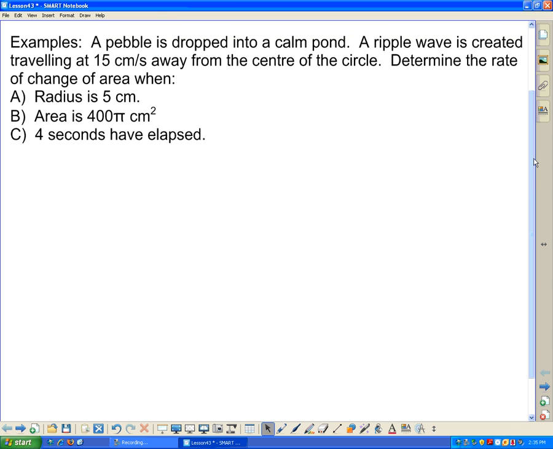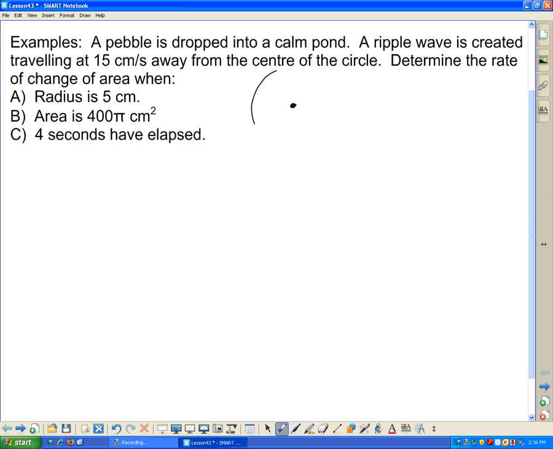If you have calm water and you drop a pebble into the calm pond, a ripple wave will be created, and it's traveling out at 15 centimeters per second away from the center of the circle. Determine the rate of change of area when. So before we get that far, let's talk about that 15 centimeters per second. What does it represent? All right, we have to identify that.